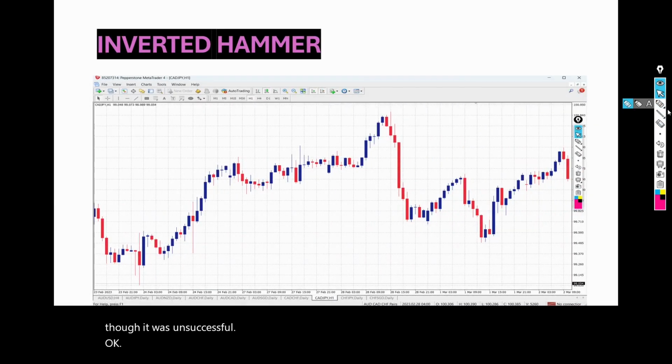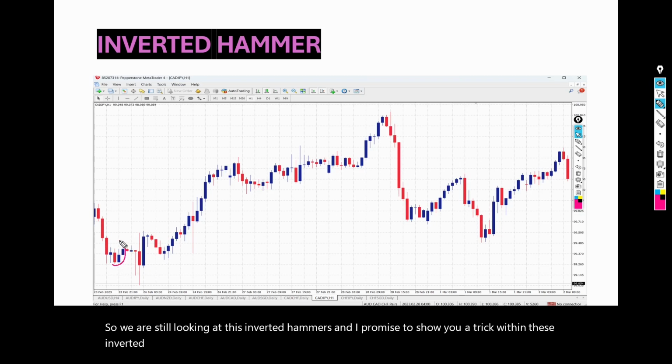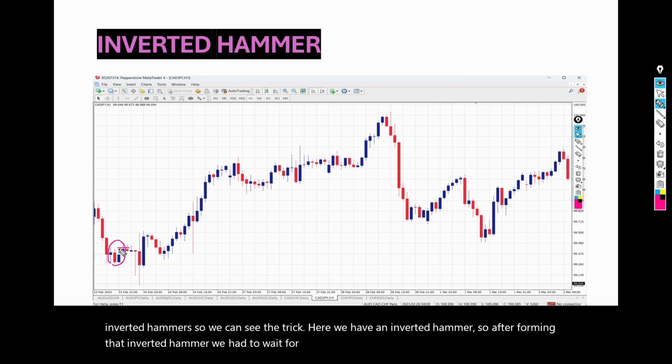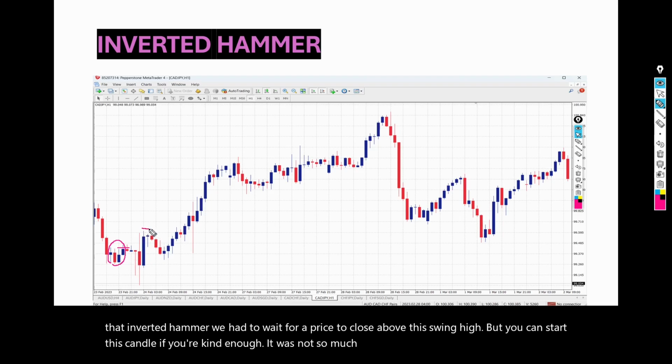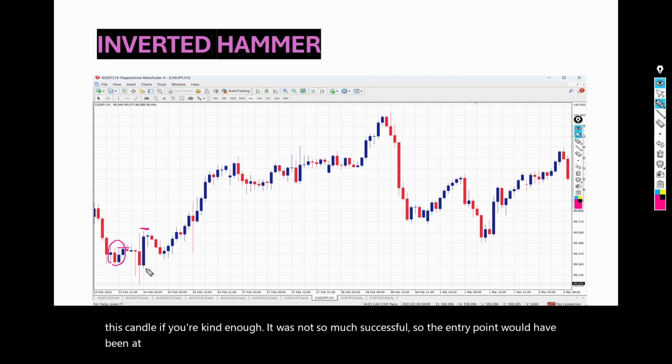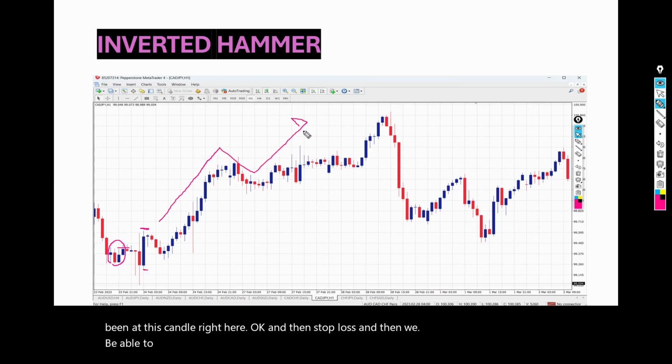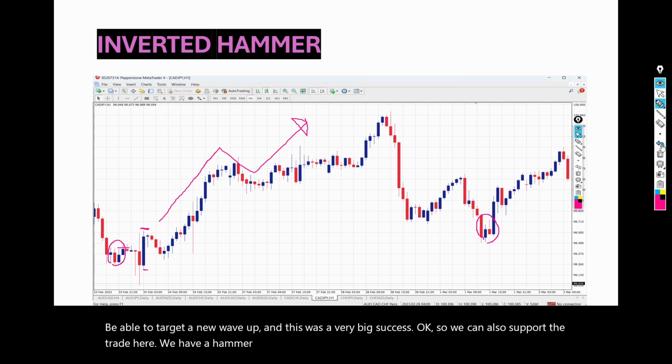So we are still looking at these inverted hammers, and I promise to show you a trick within these inverted hammers. We can see that right here we have an inverted hammer. After forming that inverted hammer, we had to wait for the price to close above this swing high. But you can see this candle, if you're keen enough, was not so successful. So the entry point would have been at this candle right here. Then the stop loss, and then we would be able to target a new wave up, and this was a very big success. We can also spot that right here we have a hammer, and this was very perfect.